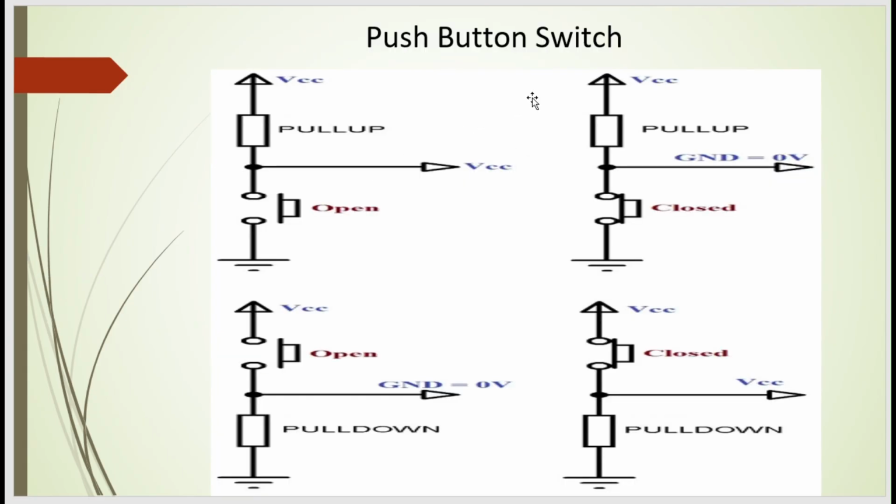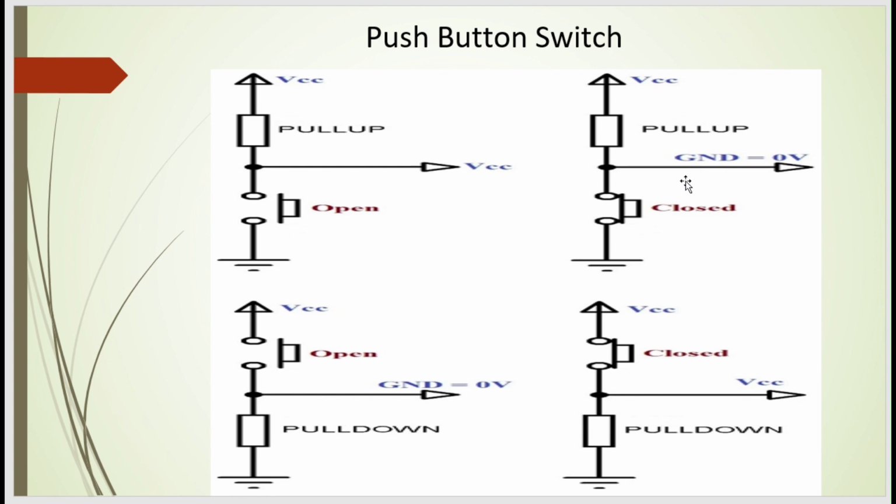Next is the working of push button switches. Push button switches are of two types, pull up push button and pull down push button. So the first diagram represents the pull up push button. In the pull up push button, it is connected to the VCC, and here the ground is not connected, which is an open circuit. As it's an open circuit, no current will flow from ground to the output and only VCC will flow. Therefore, the output here is VCC.